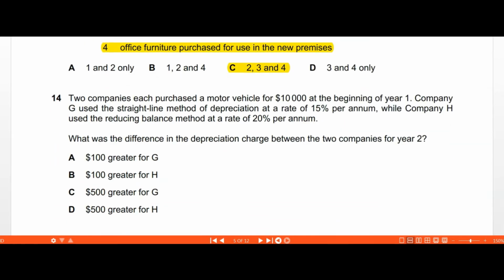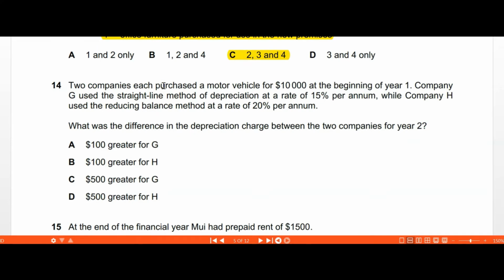Moving on to question number 14. Two companies each purchased a motor vehicle for 10,000 at the beginning of year 1. Company G used the straight line method of depreciation at a rate of 15% per annum, while company H used the reducing balance method at the rate of 20% per annum. What was the difference in the depreciation charge between the two companies for year 2?